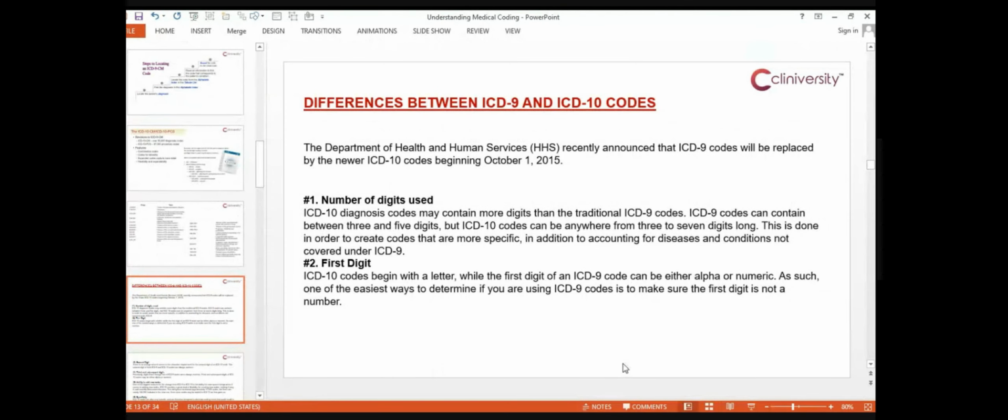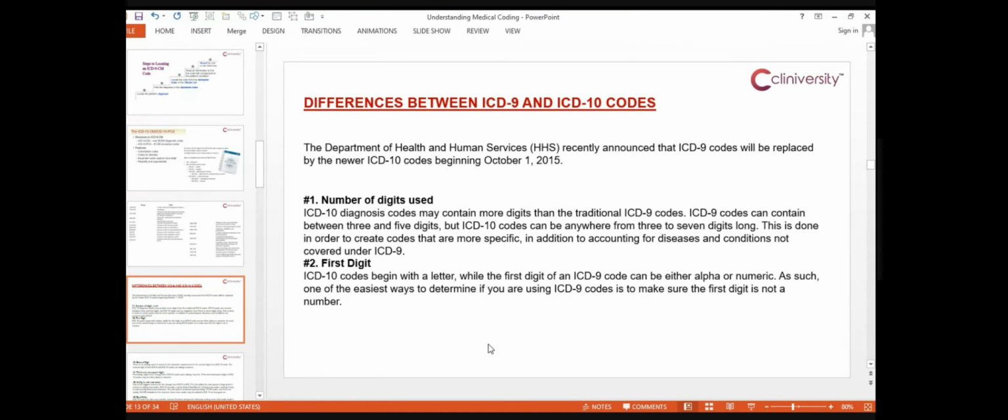So the next question arises: what are the differences between ICD-9 and ICD-10 codes after the update? The Department of Health and Human Services, that is HHS, recently announced that ICD-9 codes will be replaced by the newer ICD-10 codes beginning right from the 1st October 2015. So what are the differences? Certain differences have been listed here.